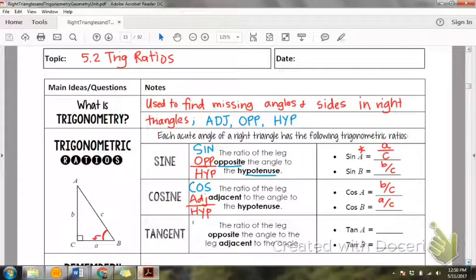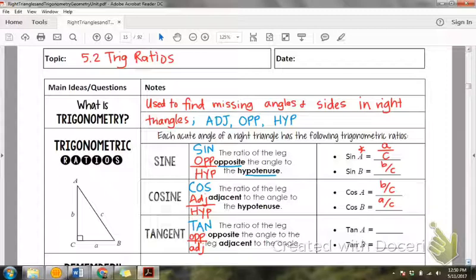Okay, the last one is called tangent. And tangent is always opposite over adjacent. Miss Miriam, how am I ever going to remember this? I have a trick for you. We'll talk about that in just a minute. Tangent, we're looking for opposite over adjacent.